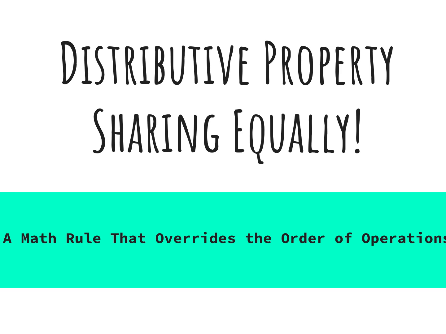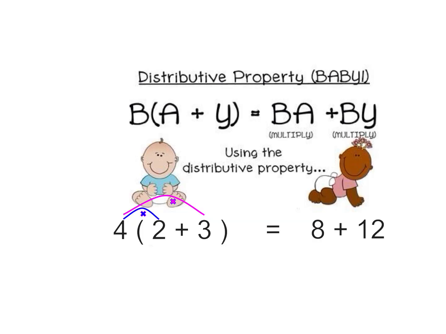Okay, so distributive property, also known as sharing equally, and it's a math rule that sort of overrides the order of operations in one particular situation. So let's look at what that situation looks like. Another way to think about this and kind of lock in on what it means is thinking about the word baby. There's a B in front of the A and also in front of the Y, and BA plus BY equals baby. Just a little cute little thing.